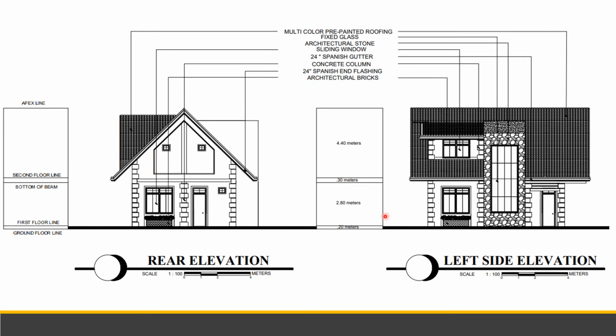So, next is the rear elevation and the left side elevation. So, this is the rear elevation. These are the windows, doors, and the column. The second floor is like an attic, no? So, the house is beautiful.